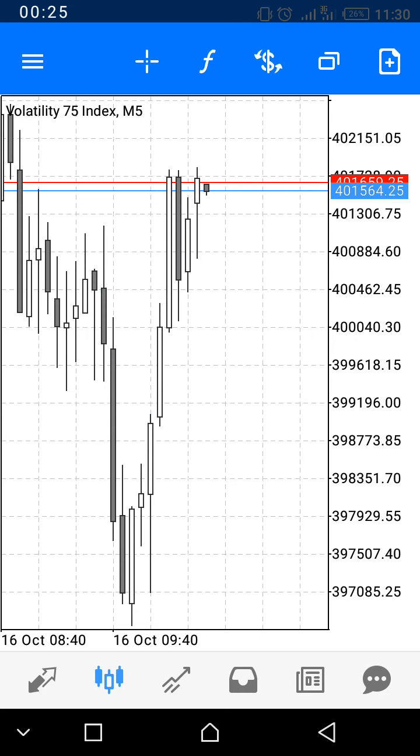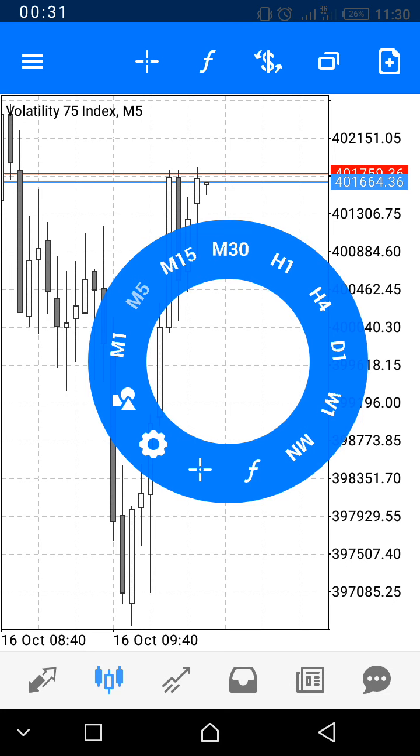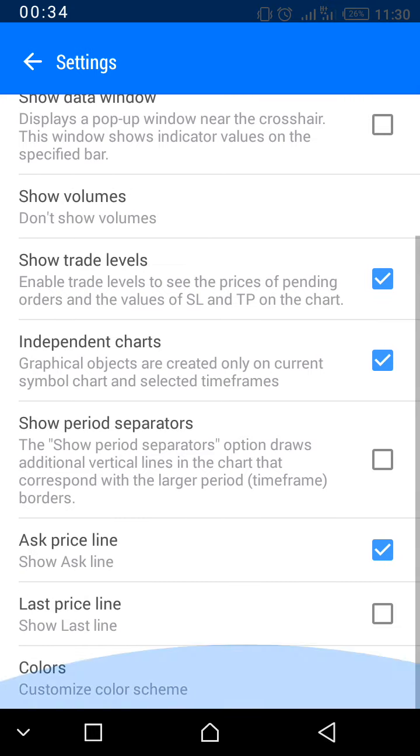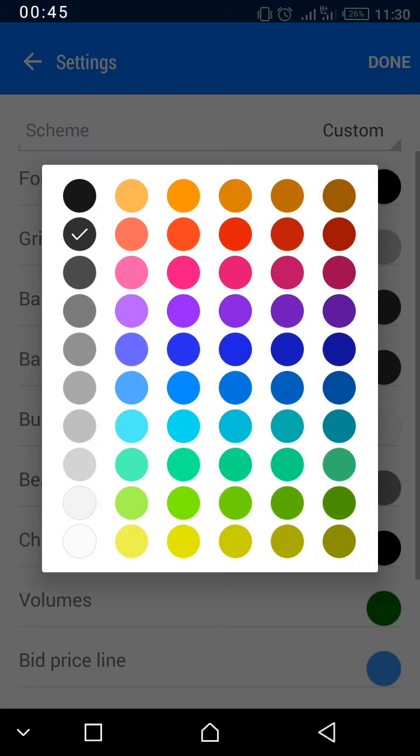You click on your screen, then click on this settings icon. You see color. You scroll down, you see color. Click on color, and then you see bar up. For bar up, you use color green. The fifth row, seventh column. You choose that.